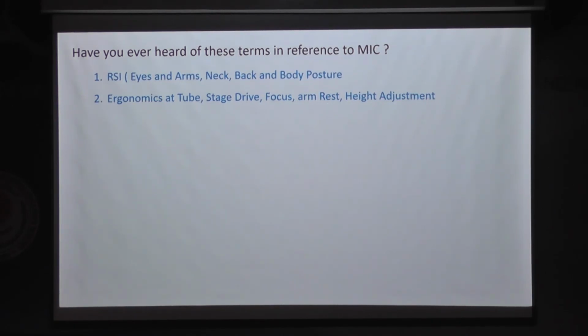So there are microscopes available. Normally a microscope is a microscope, but a microscope which has this feature for repetitive strain injury is better for us. Similarly, a car is a car, but somebody chooses a high-end car. Why? It is not just driving, but some other features also. Ergonomics at tubes, stage drive, focus, armrest, height adjustment, these are all ergonomics.